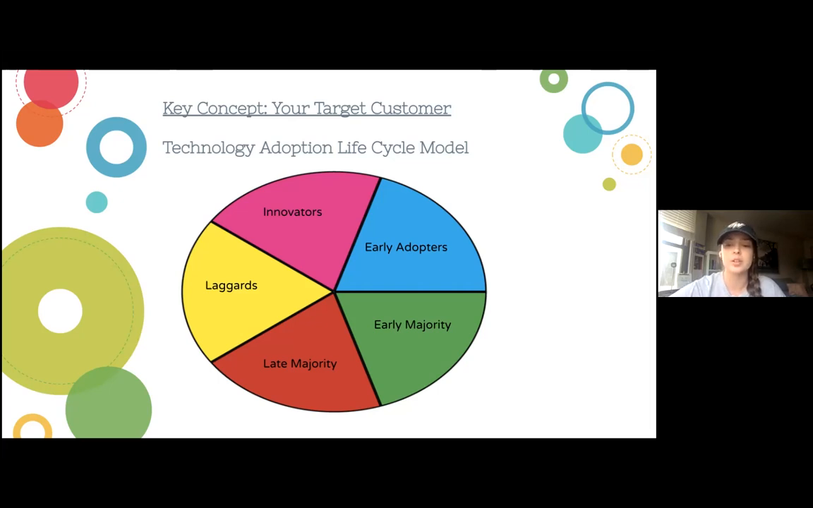So now that we understand our target customers, we can take a deeper dive into their personas, and these are their profiles or different representations that we create through information and research. And rounding out this chapter on the next slide is our final key concept, and this is market sizing. Hit the next slide, please.